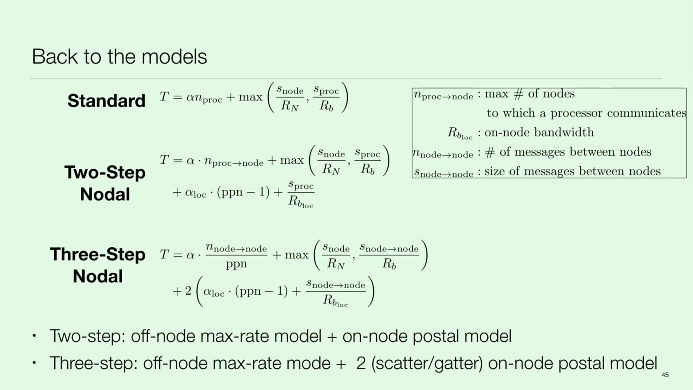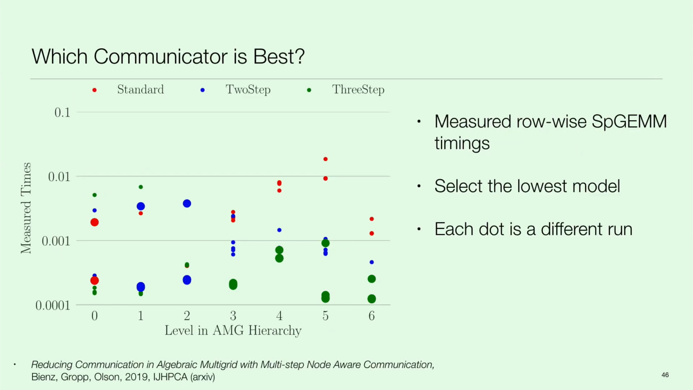So we can extend this then, this nodal max rate model, then to the three cases. We have standard, and we have two-step, and we have three-step. And the only thing that changes is that we use that nodal max rate model plus the on-node postal model, and that's what each one of the three things looks like. So you can see it up here. This one, the standard, just looks like the standard max rate. Then we have an on-node penalty term, and then we have two of them for the three-step, one for the gather, one for the scatter. Okay. All right, let's see what the models show then. So we take those three models, and in the algorithm, we just time them.